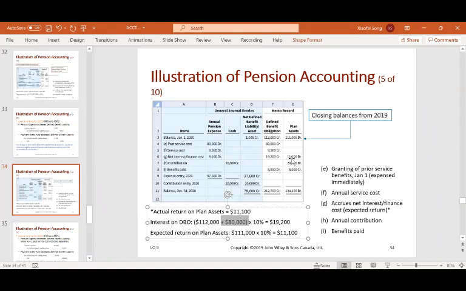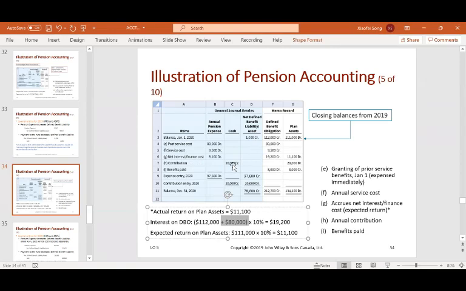The total debit is the same as the credit to defined benefit obligation. So another way to see it: after you increase plan assets and increase defined benefit obligation, there's a difference. The difference goes into pension expense. Okay, so that's that.